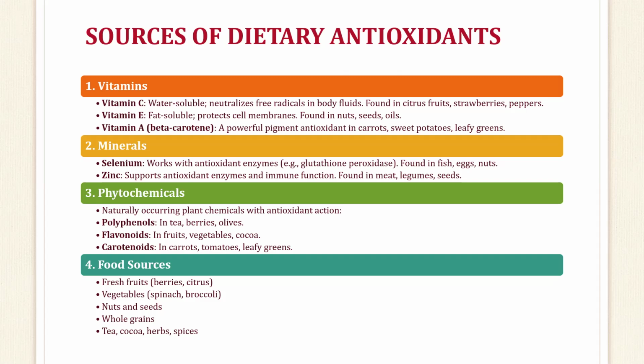Then there are phytochemicals, which are naturally occurring plant chemicals which have antioxidant properties. It includes polyphenols, which are found in tea, berries, and olives, flavonoids, which are found in fruits, vegetables, and cocoa, and carotenoids, which are found again in carrot, tomato, and green leafy vegetables. The food sources of these are fresh fruits, vegetables such as spinach and broccoli, nuts and seeds, whole grains, and again tea, cocoa, herbs, and spices.